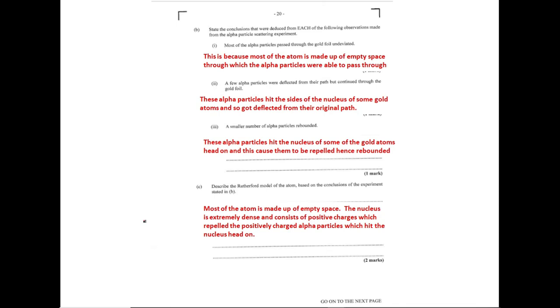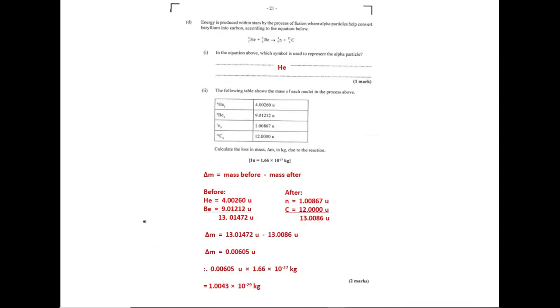ask these in-depth questions. Okay, so now we're saying energy is produced within stars by a process called nuclear fusion, where alpha particles help convert beryllium into carbon according to the equation below. That's not the one you would see in books. You would usually see just two hydrogen nuclei attacking each other, but they use this one, which is cool.